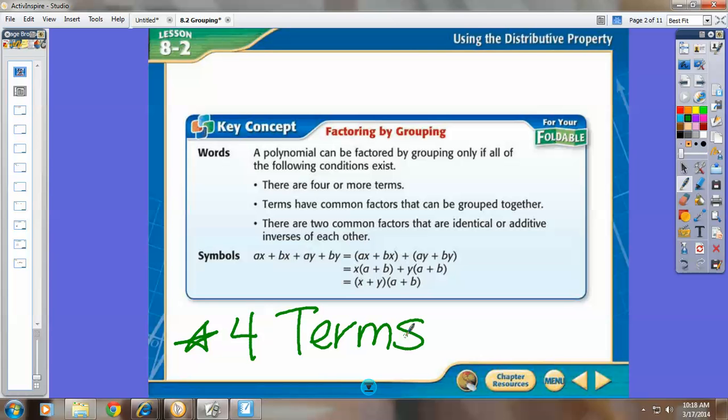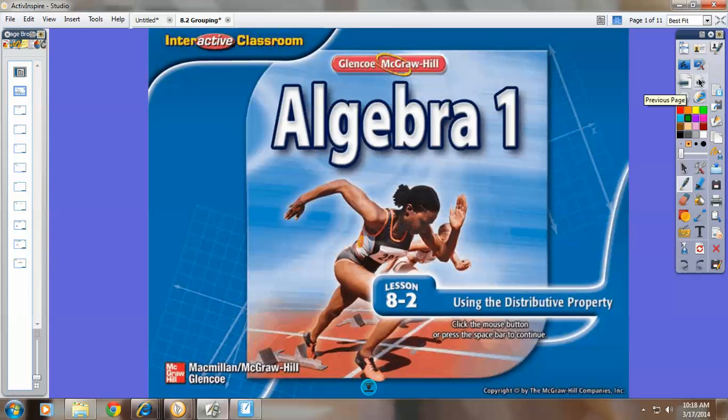So write that next to grouping, like in parentheses? Yep. 4 terms. We're only going to use grouping if we have 4 terms. If we have 2 terms, can we use grouping? No. We have 3 terms, can we use grouping? No. We have 10 terms. What if we have 4 terms? Yes, it has to have exactly 4 terms. Any other combination of a polynomial will not factor by grouping.